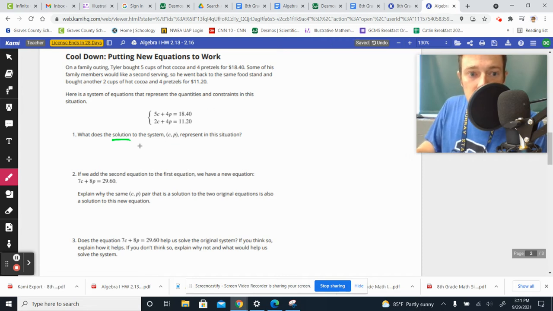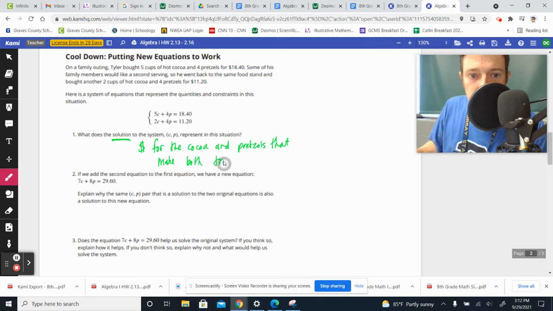So these would be prices, dollar amounts for the cocoa and pretzels that make both equations true. That's all that's going to be, is just the dollar amounts for the cocoa and the pretzels that make both equations true. Satisfies them both. It is solving both of them.